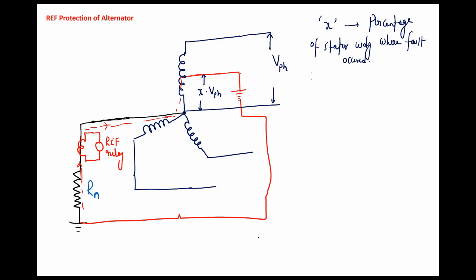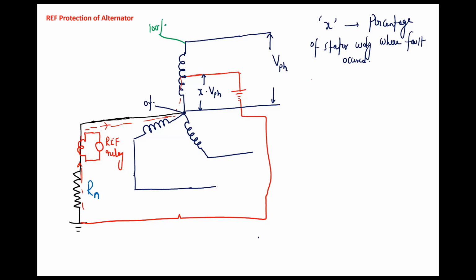Understand? So out of 100%, suppose the fault occurred at 20% above neutral, so the voltage will be 20% of the phase voltage. Okay. Now, we are measuring this. Here the point is 0%. Here the stator winding percent is 0%, and here the stator winding percent is 100%. I hope you are understanding.